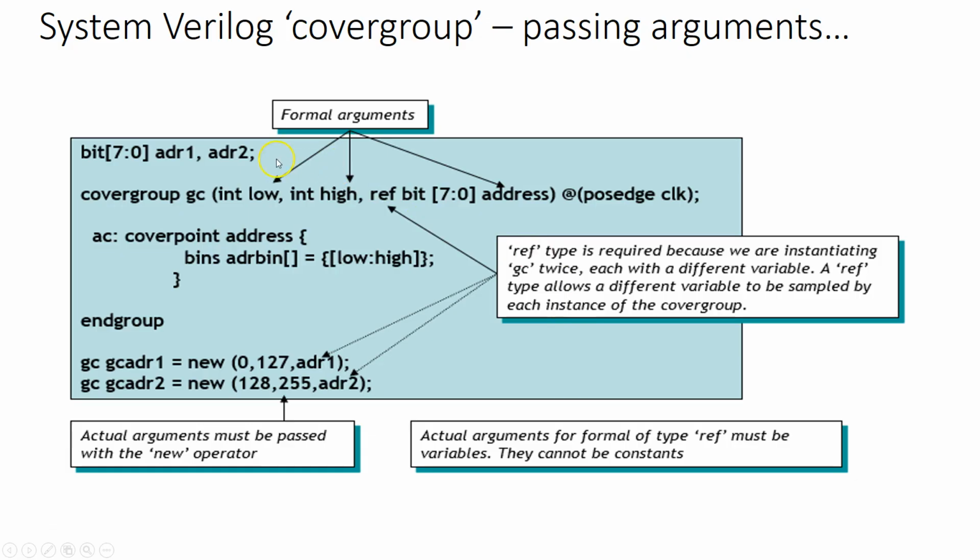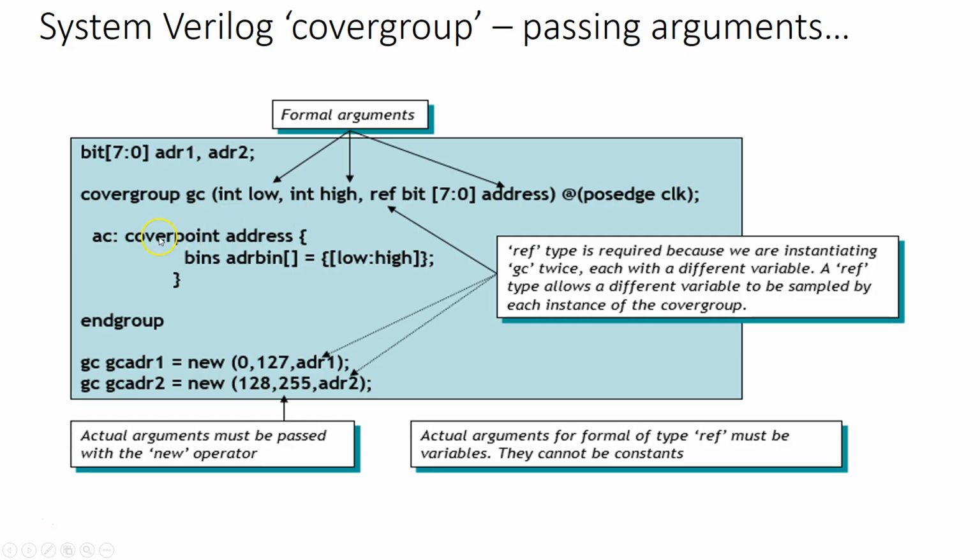Some more points on cover groups. So back to the same cover group, but what I've now done is I have parameterized the cover group, which I highly recommend because you may create certain cover groups and then you can instantiate them multiple times with different values. So I have int low, int high, and bit [7:0] address of reference type. And I'll tell you why you need a reference type here. And my sampling edge is at posedge of clock.